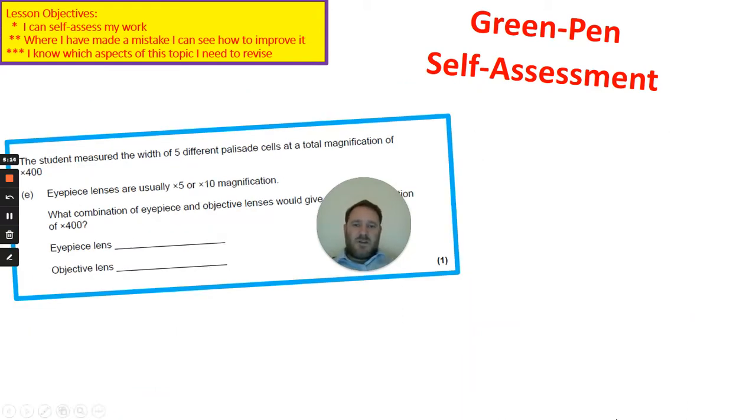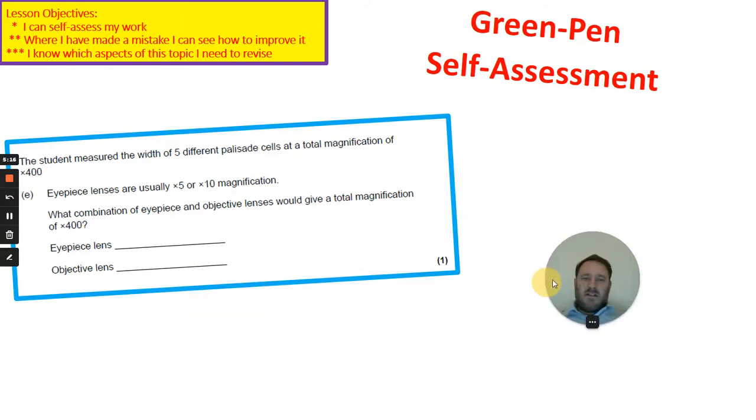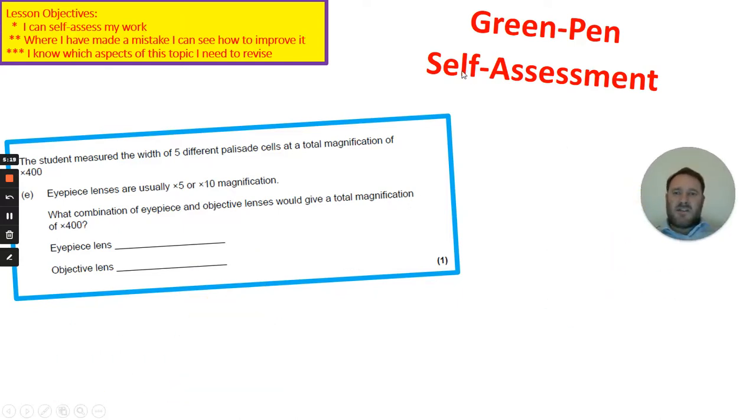Right, 1E. Okay, so there's a couple of ways that you can answer this one. We've got two eyepiece lenses, times 5 or times 10, and we need to get to a combination of times 400, and we need to input an answer on the eyepiece lens and then input an answer for the objective lens. We do all that just to get 1 mark. So I'm going to start off with the first eyepiece lens of times 5, so this is one possible way that you could have worked this out. And because it says eyepiece lens times 5, we're just going to pop it in there. That's nice and easy. But what do we do to work out the objective lens?